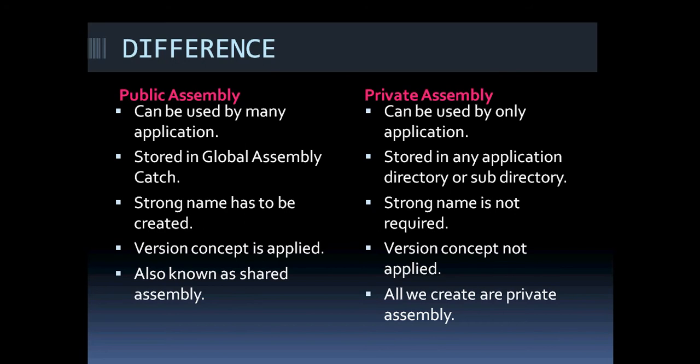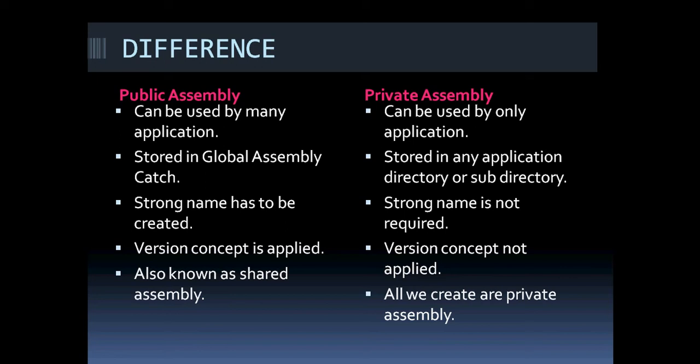In a public assembly the version concept is applied, but in the case of a private assembly there's no concept of version number. A public assembly is also known as a shared assembly, and all that we create are generally private assemblies. So let's see how to import a private assembly into another application.